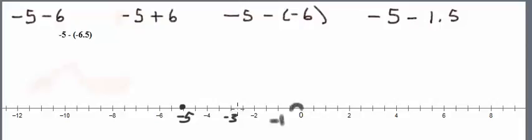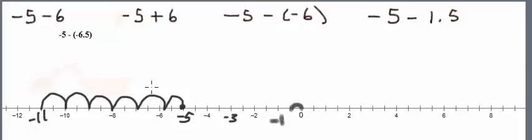Now, because it says negative 5 minus 6, I start at negative 5 and then I have to move 6 units. So I go 1, 2, 3, 4, 5, 6. So I end up at negative 11. We did that in chapter 1.